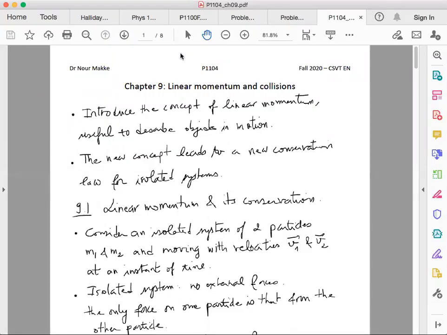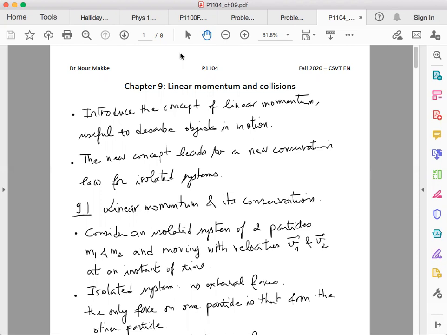So in chapter 9, we will introduce the concept of linear momentum, and we will discuss later on the collisions. The concept of linear momentum is very useful to describe objects in motion. In particular, think about two objects or two particles, one light particle and one heavy particle, both moving with the same speed v. Now, the only variable that we can use to distinguish between the motion of these two particles is the kinetic energy.